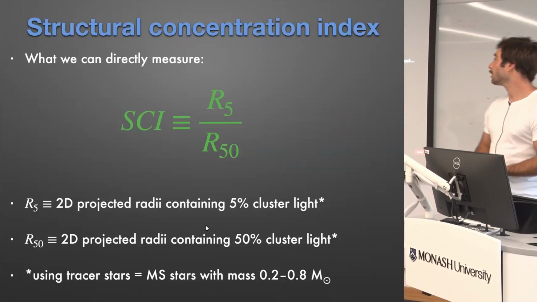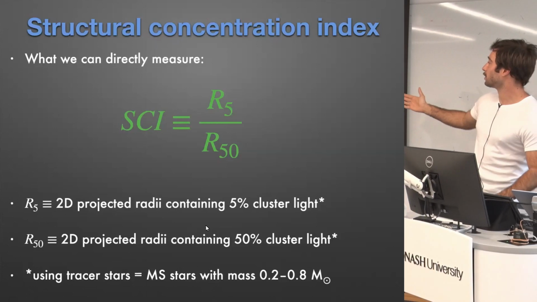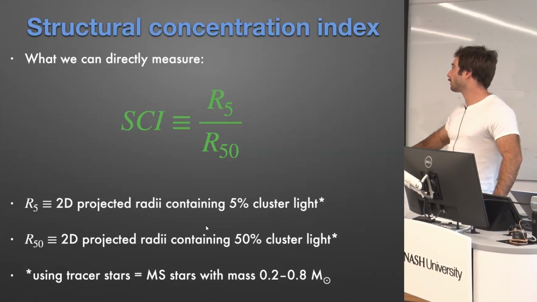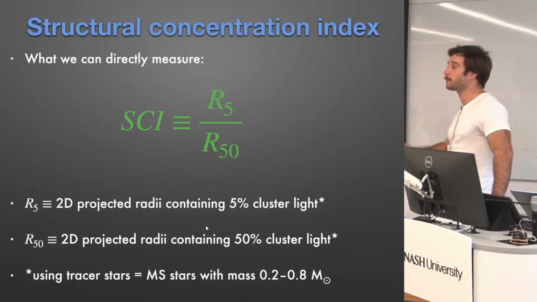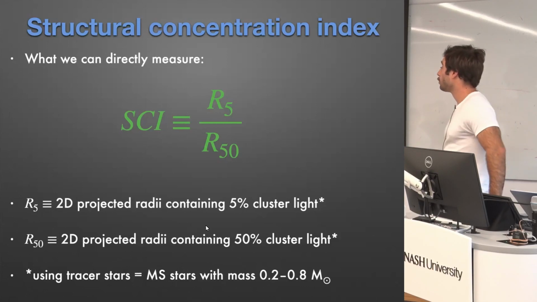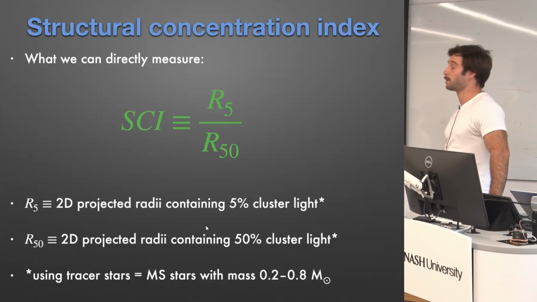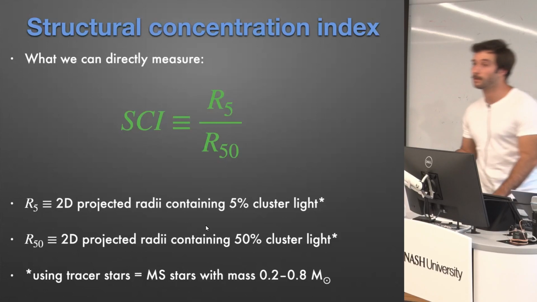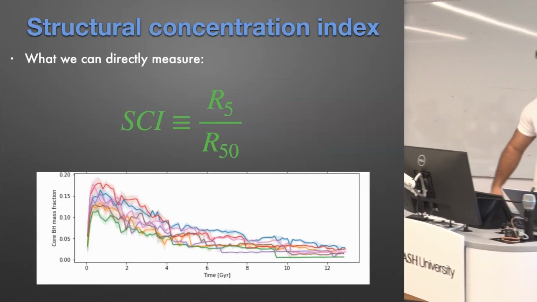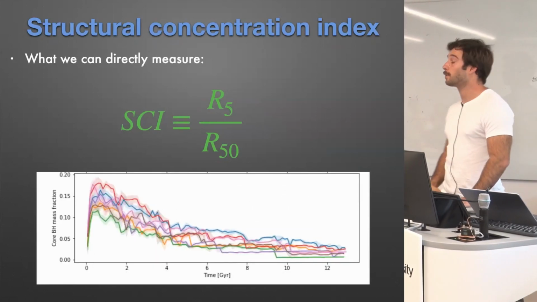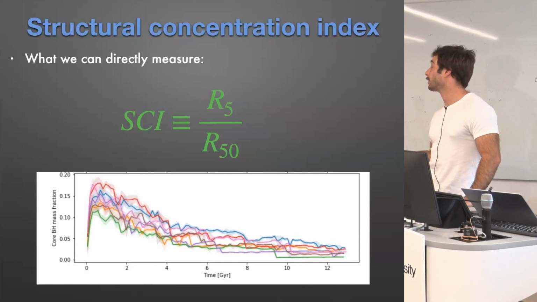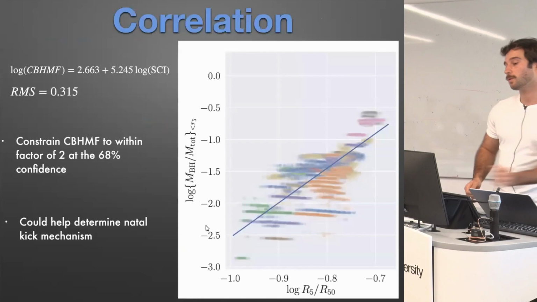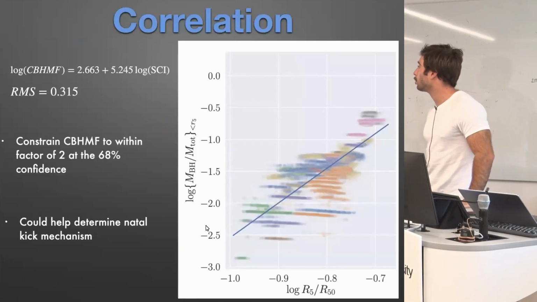So structural concentration index is another ratio. It's a ratio of the 5% light radius to the 50% light radius. The thing with this is, as I said, we can measure this in real clusters because it's a two-dimensional projected radii. You can do this with a telescope. And looking at the simulations, you can see that it also tends to decrease over time. So we can look at a correlation between the two.